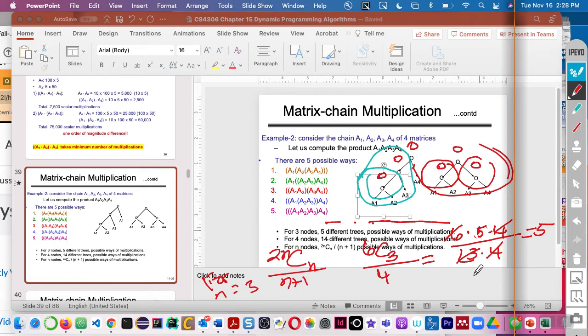This is mathematics. So for 4 nodes there will be 14 different multiplications. Should we try all 14 multiplications for 4 nodes and then select the best one? No. There is a dynamic programming algorithm. We will follow it and get the best possible order, the one that gives us the minimum number of multiplications. Okay, let us see that algorithm.